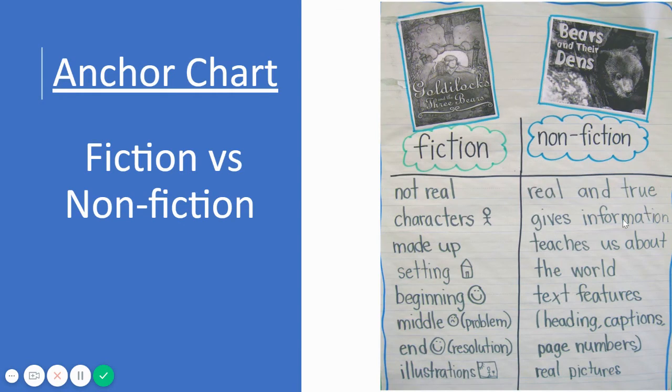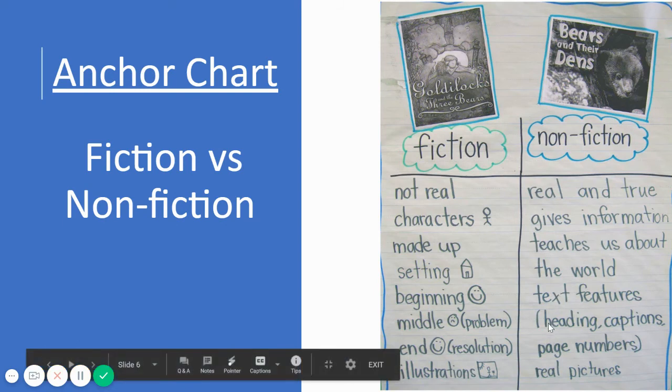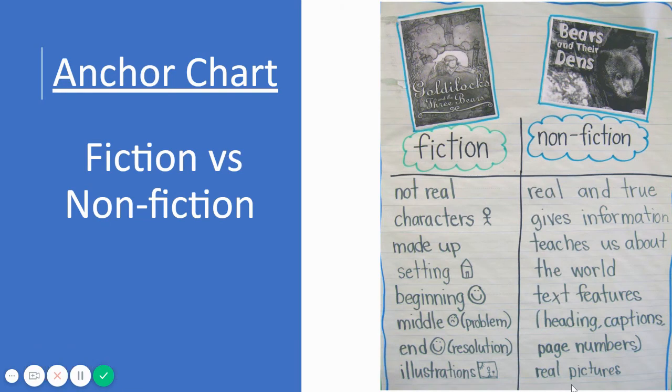For nonfiction books, we said that nonfiction books were real and true. They give us information, teach us about the world. They have text features, including a heading, captions, page numbers, and real pictures. So as you're filling out your Microsoft forms, remember everything that we learned about fiction books and nonfiction books to help you. And also remember to use your anchor chart.